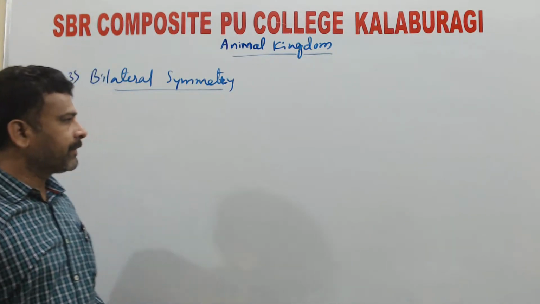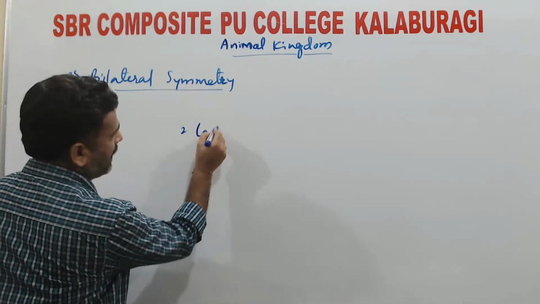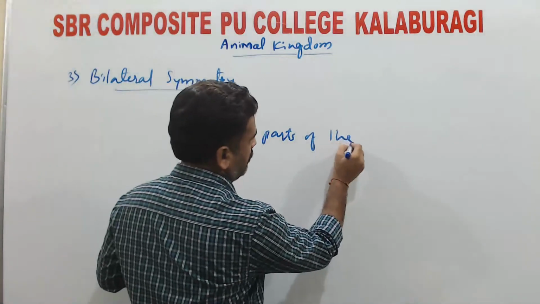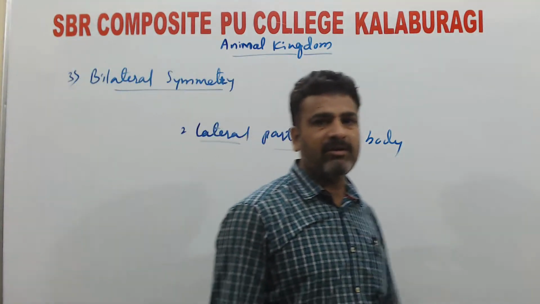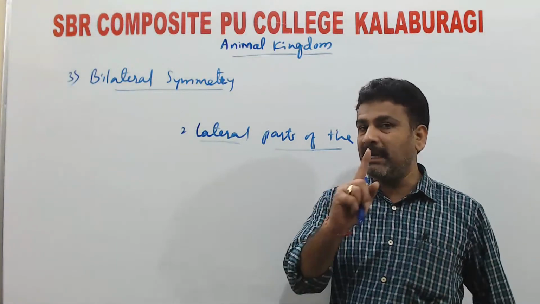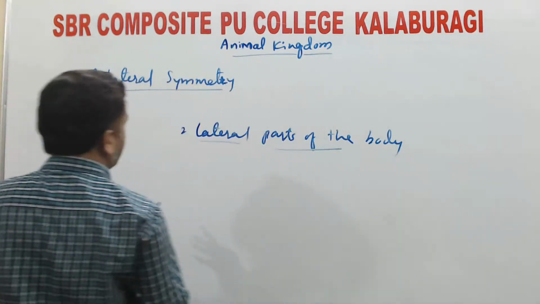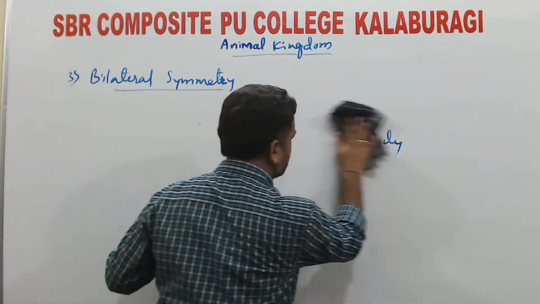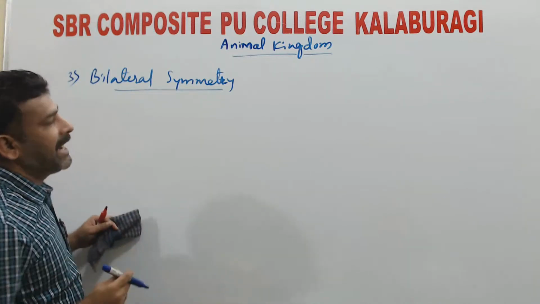Then the bilateral symmetry. The name itself explains it. The bi means the two lateral parts of the body, which help in the formation of two equal halves. When we cut the organism by passing through the central axis in a single plane, not in more than two planes, only in a single plane, it gives us two mirror image halves. That is called bilateral symmetry.